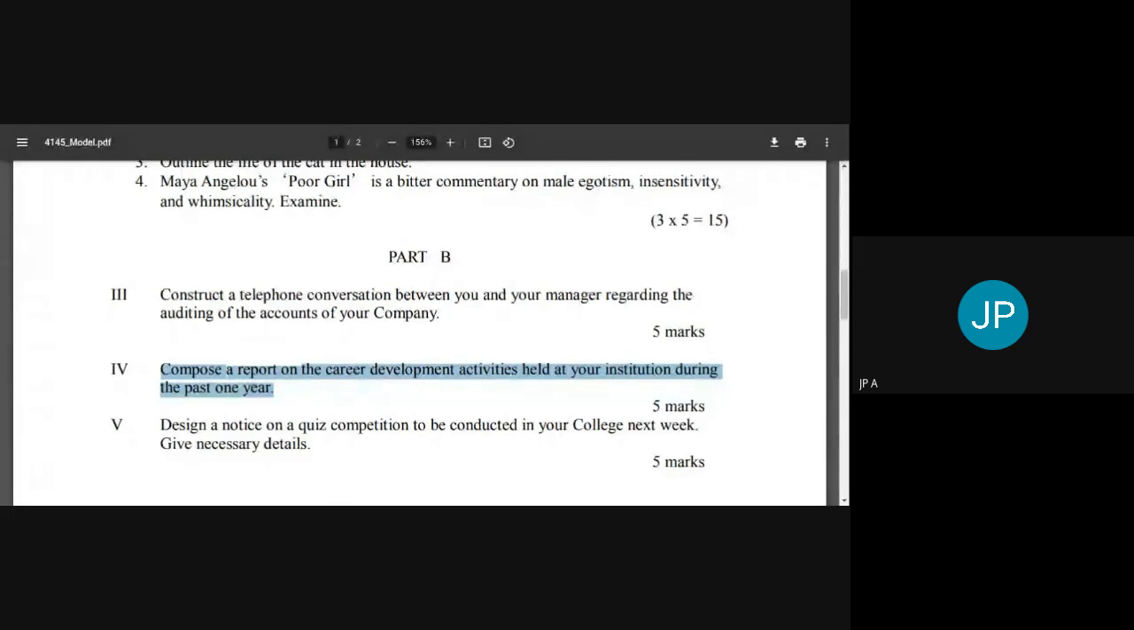It will be a 5-mark question. That is, you have to write a paragraph on one particular event or a program or a function that happened in your institution. The topic for the report will be given in the question paper. Depending on the topic that you get, you have to prepare a report and write it. How to prepare a speech, how to write a good report, all these things we will discuss today. So first we move on to speech, how to prepare a speech, etc.